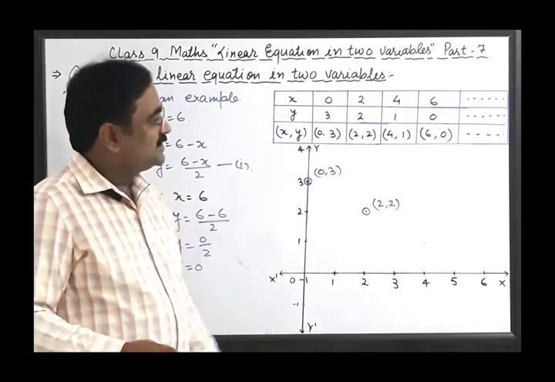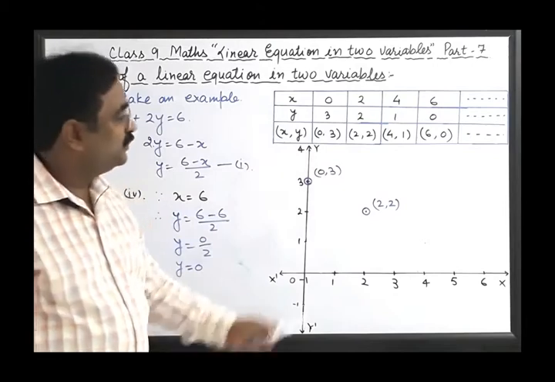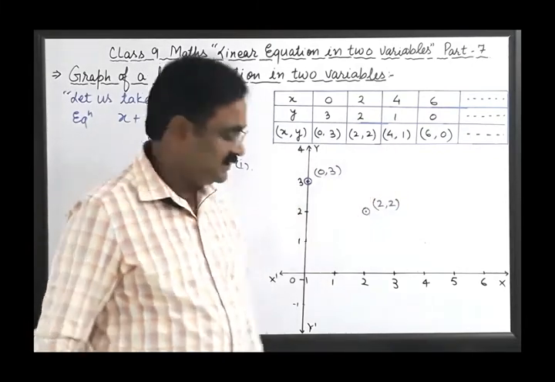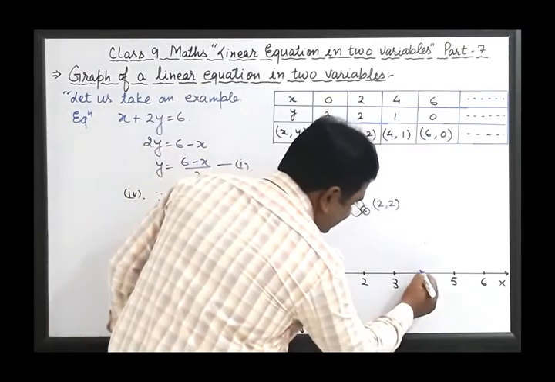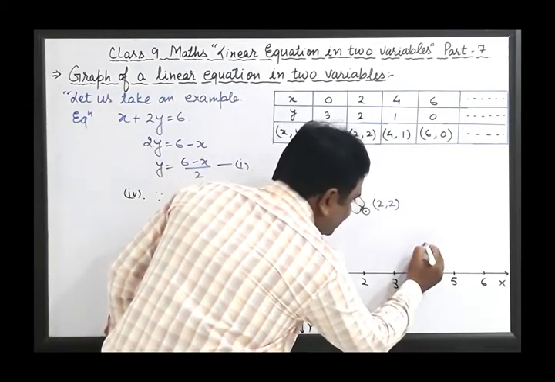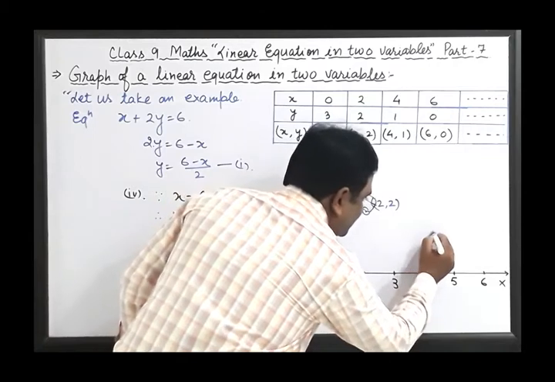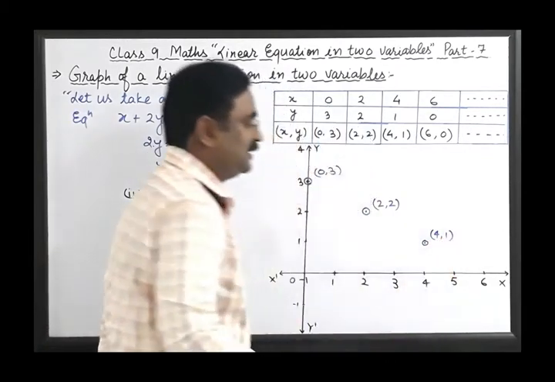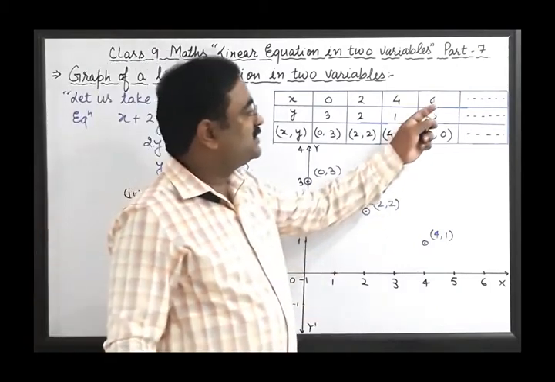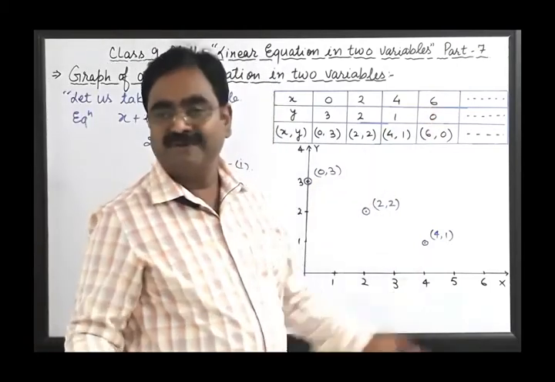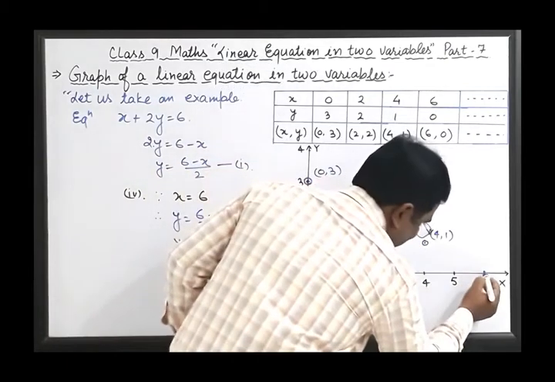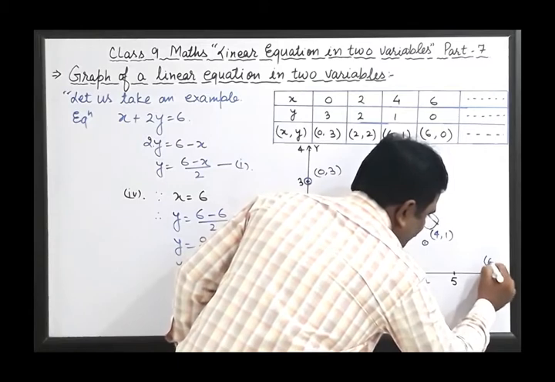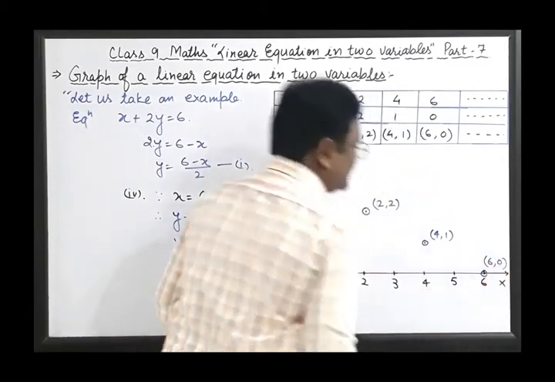So dear friends, let us plot the fourth point, and fourth point coordinates of these points is 4 and 1. So 4 on x-axis and 1 on y-axis. So this is the point which is 4 and 1. And the last point we have taken 6 0, 6 on x-axis, 0 on y-axis, which lies on x-axis. This is the point whose coordinates are 6 0.